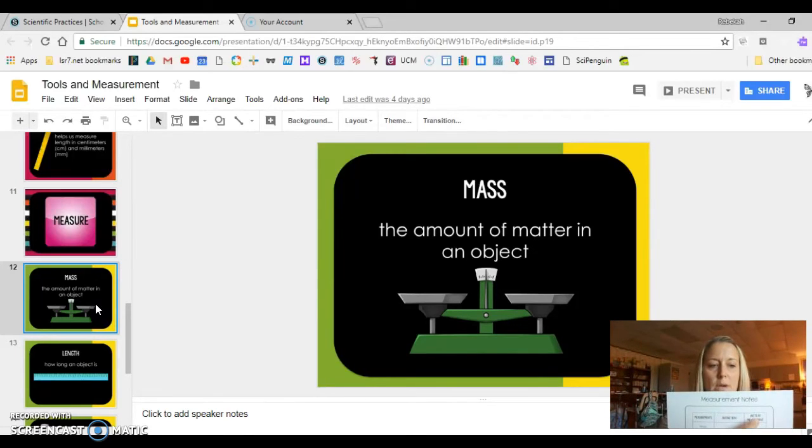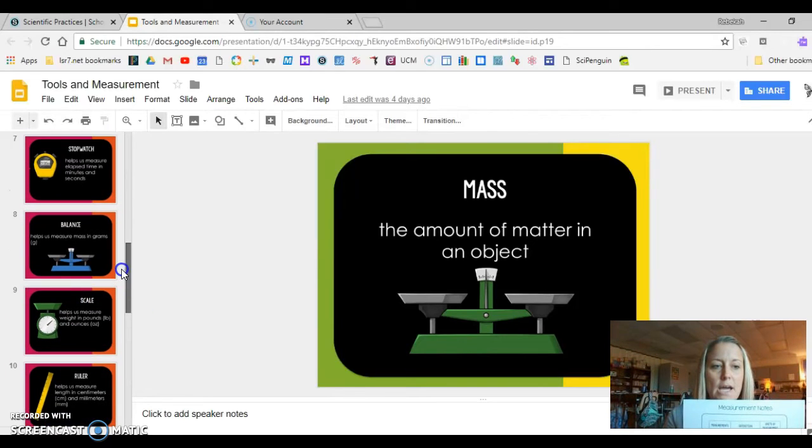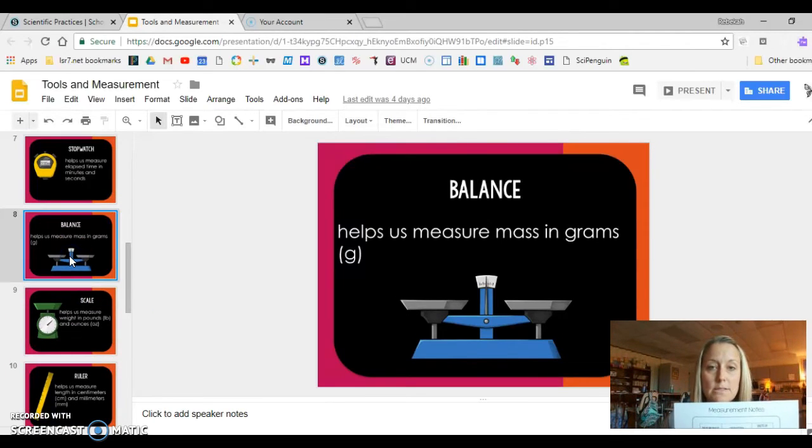For the units of measurement, I have to go back to the tool. So I have to think, what tool measures mass? A balance measures mass. So I go back to that tool and I click on balance. The balance tells us that it measures mass in grams. So my units of measurement would be grams. You can write the word grams or you can write the letter G.